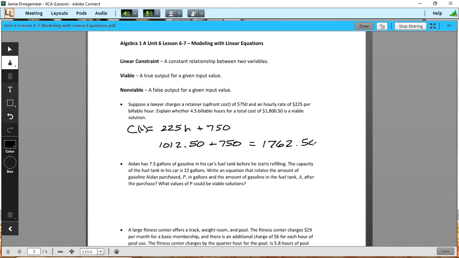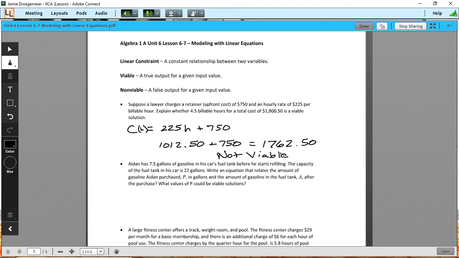So when I calculate what it should be for 4.5 billable hours, I'm getting $1,762.50, not $1,800.50. And so we would say that that solution was not viable. That's a false output for the input value that we were given for 4.5 billable hours. So that's how we're checking to see if it is a viable solution or not.